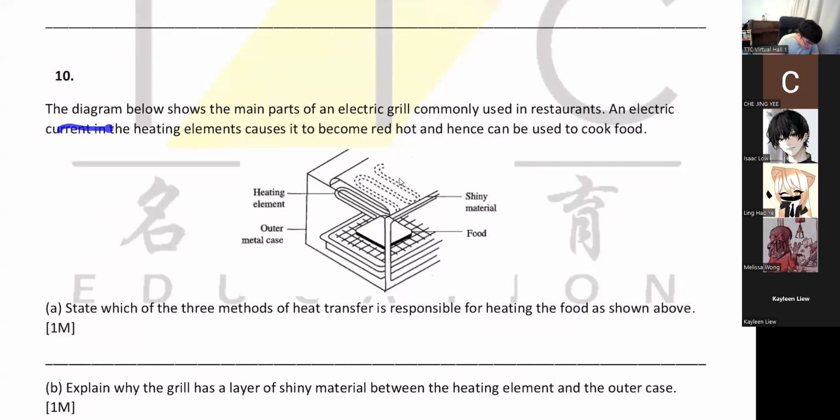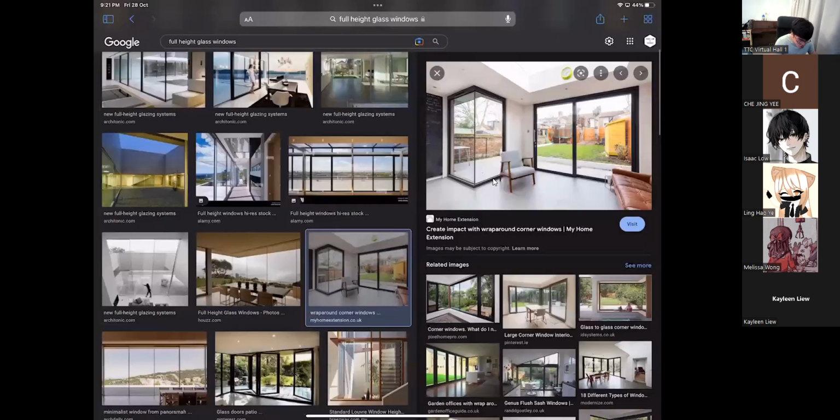Right, so the diagram below shows the main part of an electric grill commonly used in restaurants. An electric current in the heating element causes it to become red hot and hence can be used to cook food. Right, guys, do you have an oven? If you do have an oven, I'm sure you will see this heating element at the top and the bottom, right? Let me show you.